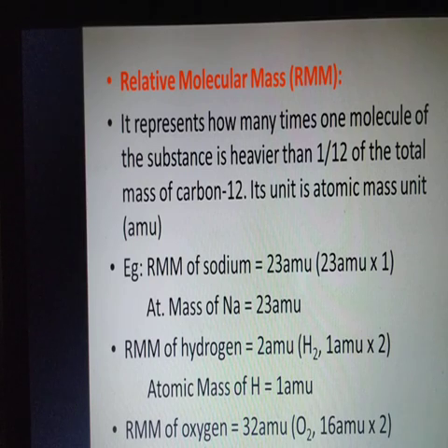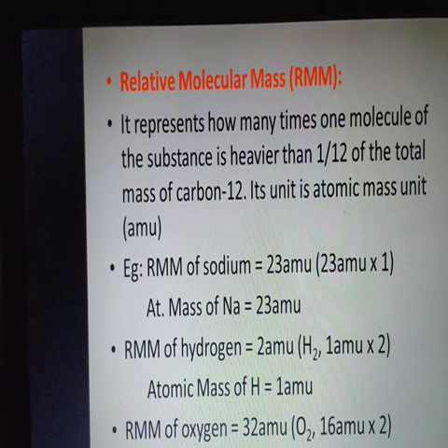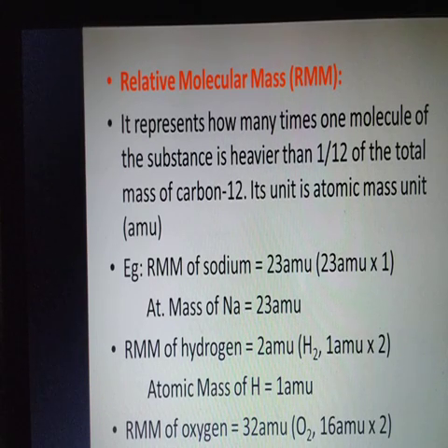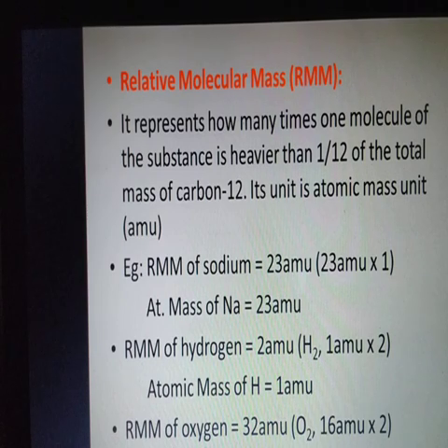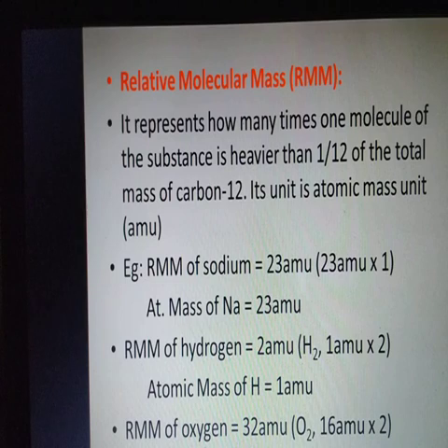Relative atomic mass has the unit of atomic mass unit (amu), and units are compulsory. You have to give the unit. Whenever you are writing the mass number, for example, the mass number of hydrogen is 1, sodium is 23, or fluorine is 19, it is accepted.